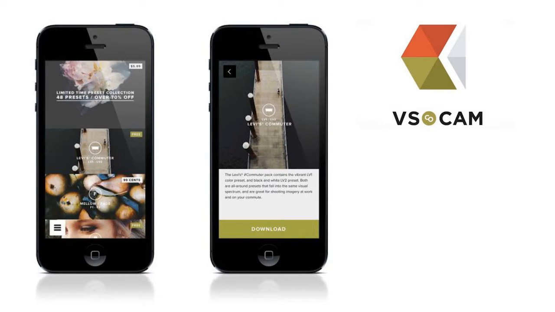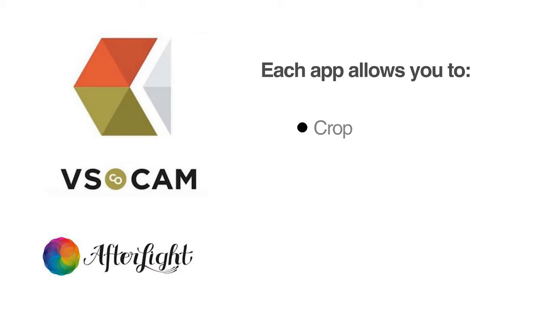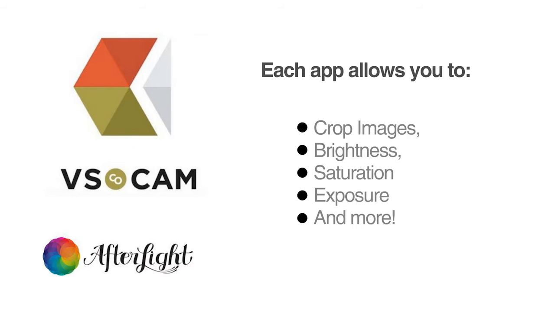There are a lot of photo editing apps, but our top 2 are VSCO and Afterlight. With each of these apps, you can crop images and play with the brightness, saturation, exposure, and other elements until your image looks as good as it did in the moment to your eye.